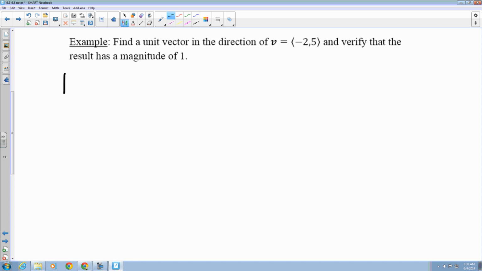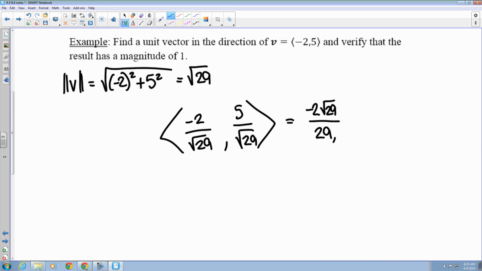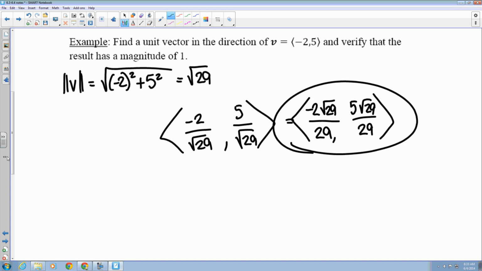So first I need to find the magnitude of vector v, which is the square root of negative 2 squared plus 5 squared, or the square root of 29. And then I just need to divide my vector v by its magnitude. So negative 2 divided by the square root of 29, 5 divided by the square root of 29, and I can't leave an answer like that ever, so I need to multiply by the square root of 29 over the square root of 29. And that's my answer for the unit vector.